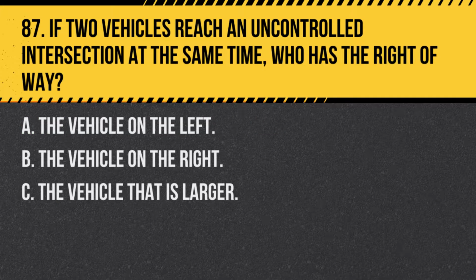Question 87. If two vehicles reach an uncontrolled intersection at the same time, who has the right of way? A. The vehicle on the left. B. The vehicle on the right. C. The vehicle that is larger.